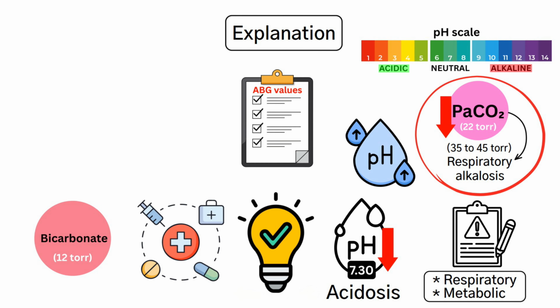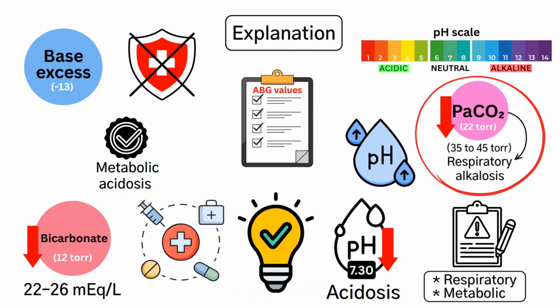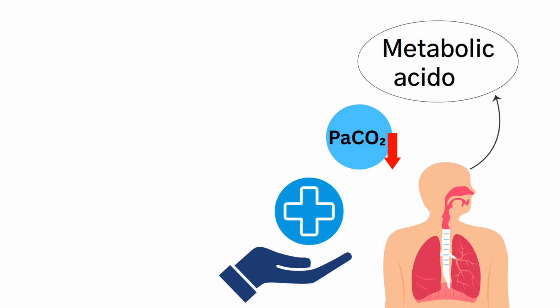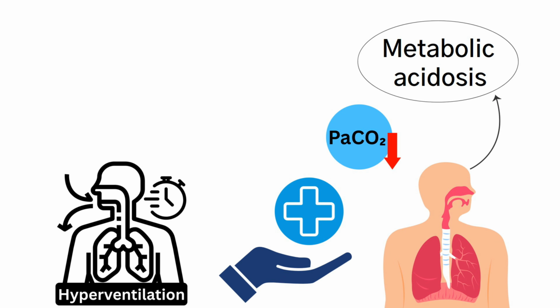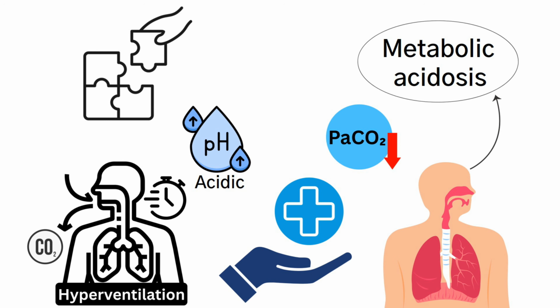Looking at the bicarbonate level, we can see that it is decreased to 12, far below the normal range of 22 to 26. A low bicarbonate value is the hallmark of metabolic acidosis, and the base excess of -13 further confirms that the primary disturbance is metabolic. Compensation must also be considered. Because the PaCO₂ is low, the body is clearly trying to compensate for metabolic acidosis through hyperventilation by blowing off carbon dioxide in an effort to raise the pH. However, the pH remains acidic, so this is only partial compensation.